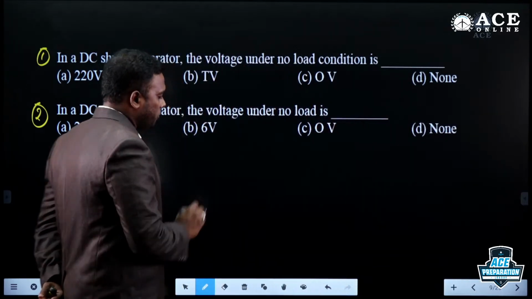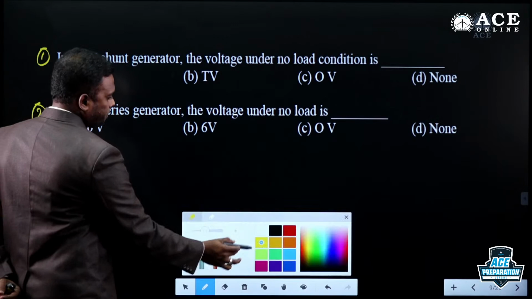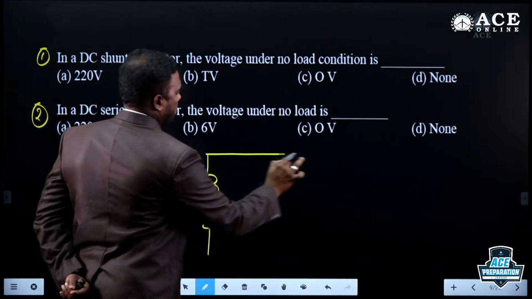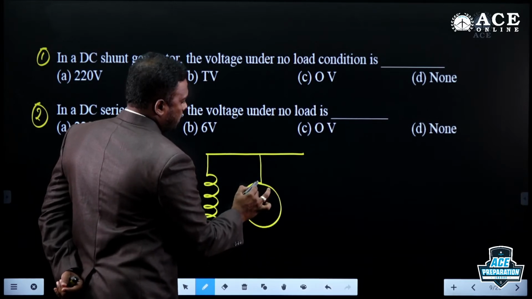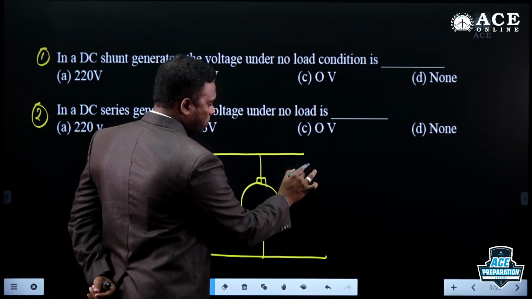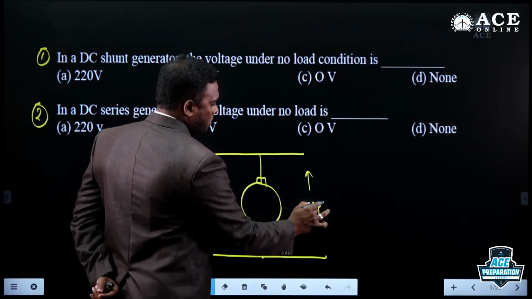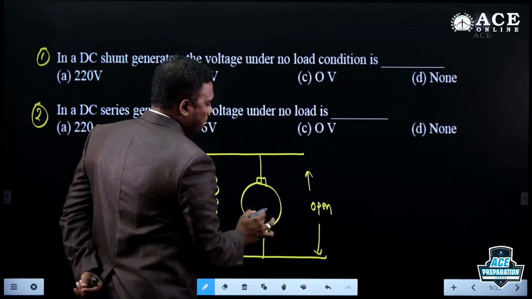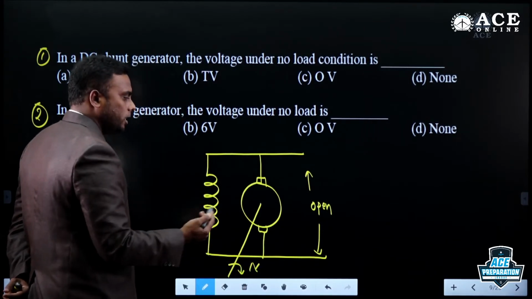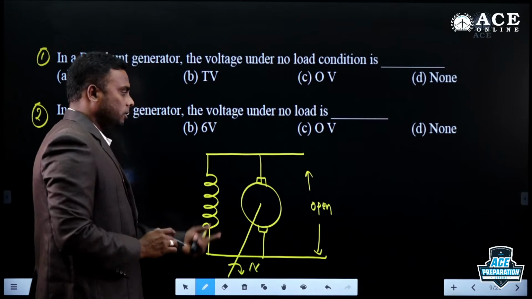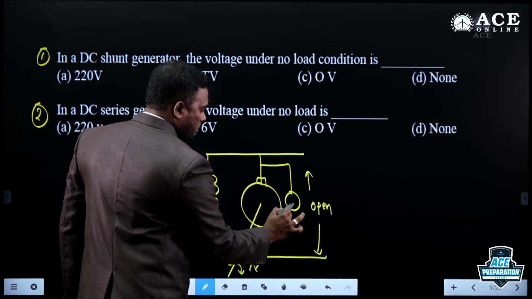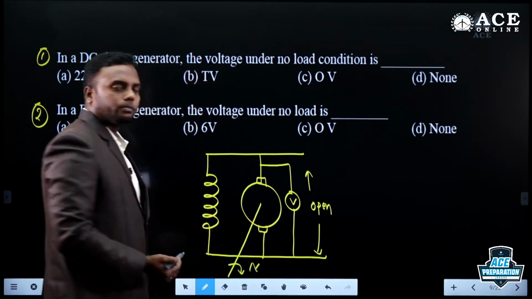Why? If you see the figure of the shunt generator, see here. Consider it is a shunt generator. It is under no load condition, or open circuit condition as we also call it. This is no load or open. We are not connecting any load here, and it is rotating. Everything is there, speed is there, rotating normally. Now, how much EMF? If you place a voltmeter across this generator, how much will this voltmeter show you?